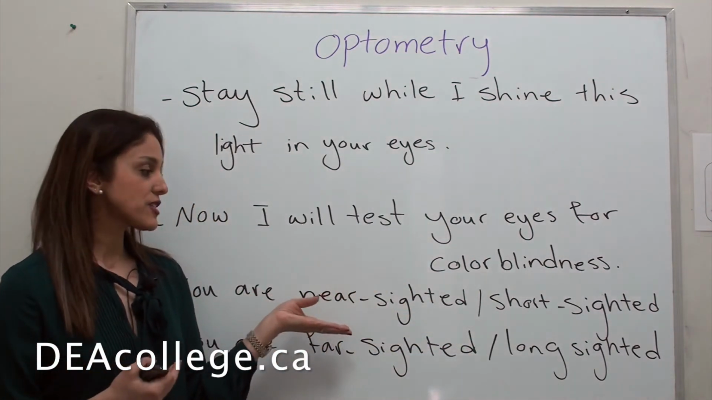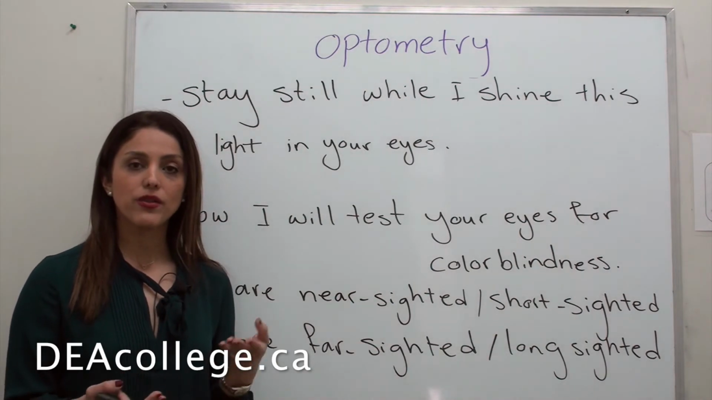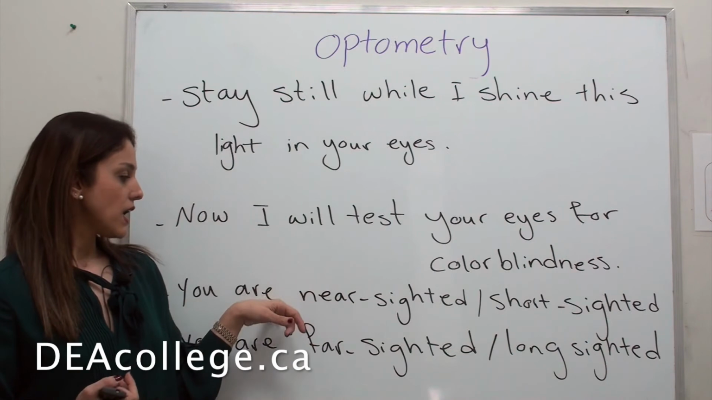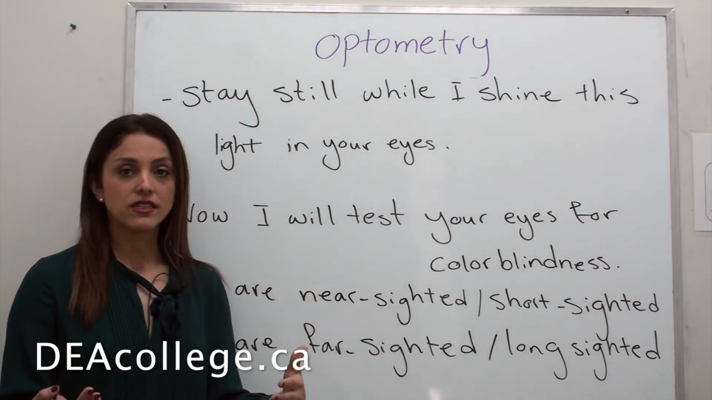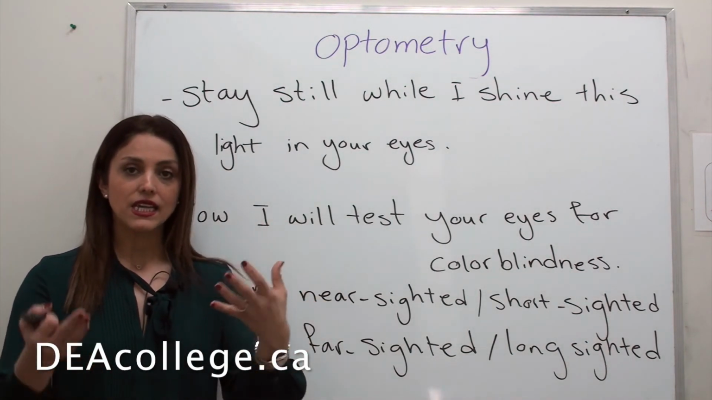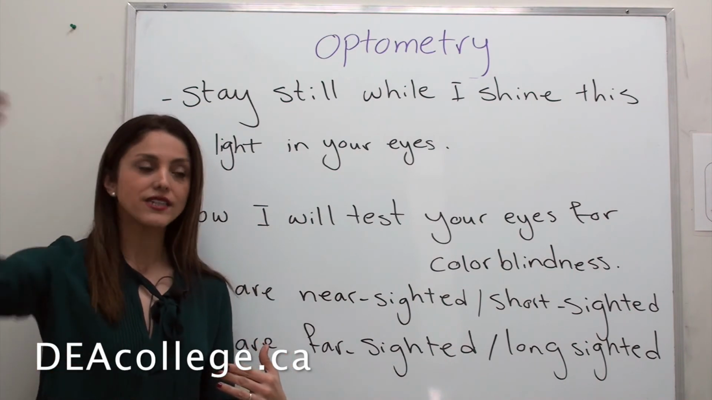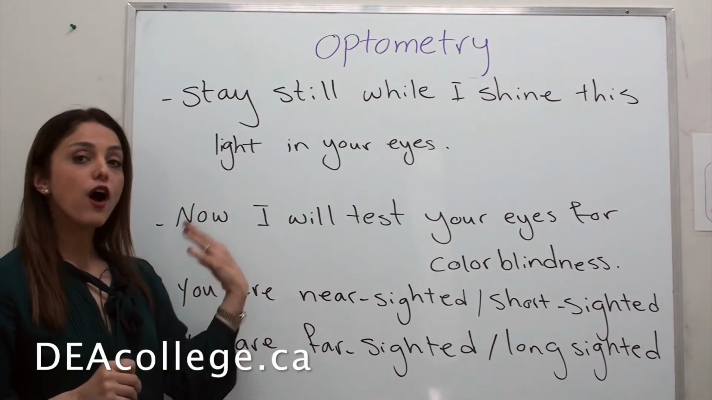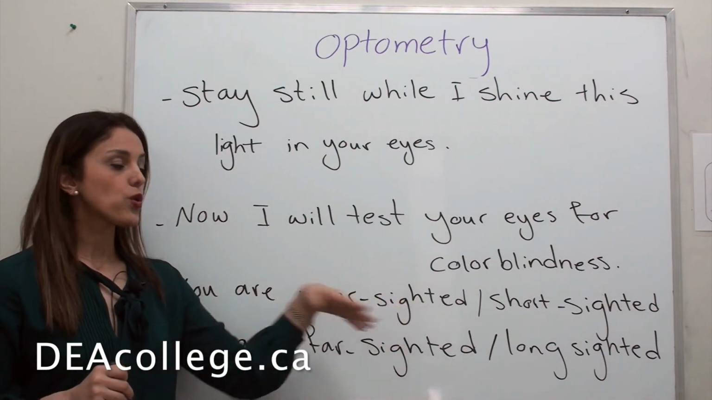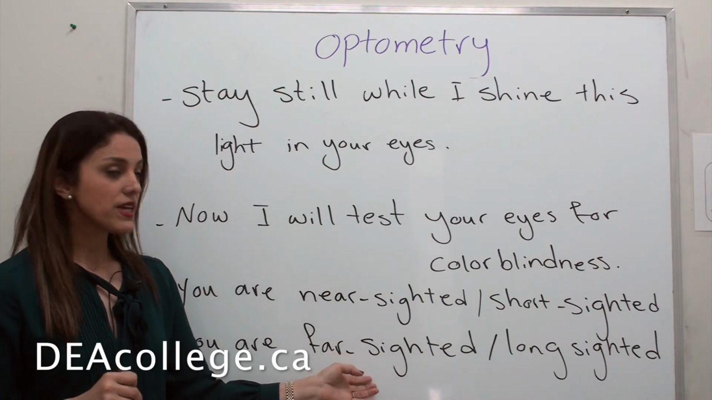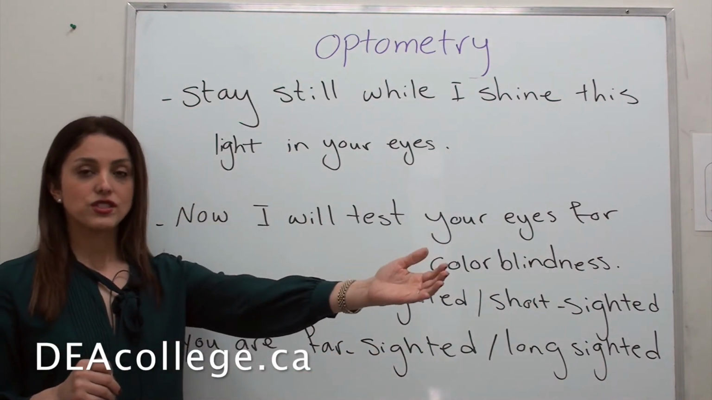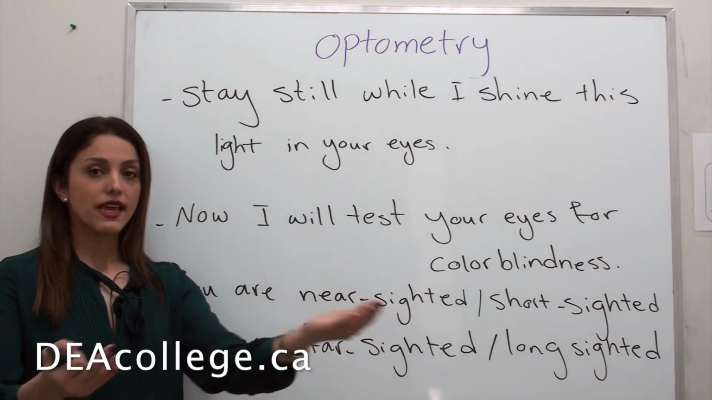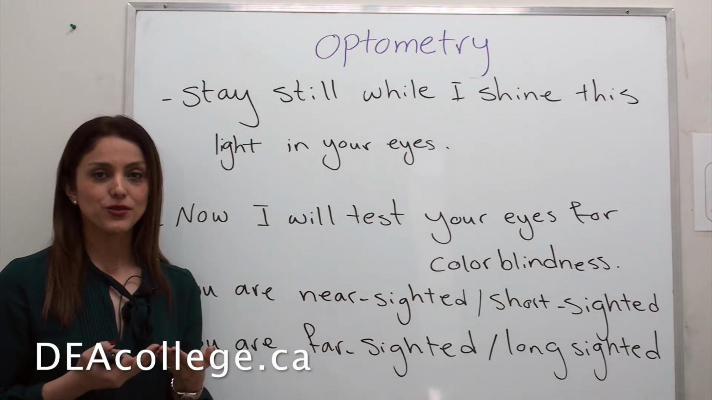So these are different expressions that you have to learn, because whenever you go to an optometrist, you might hear them. You are nearsighted. Nearsighted means you can see near things better, not far things. Or short-sighted. And you are far-sighted or long-sighted. It means you can see better when something is further away than if it is closer to you.